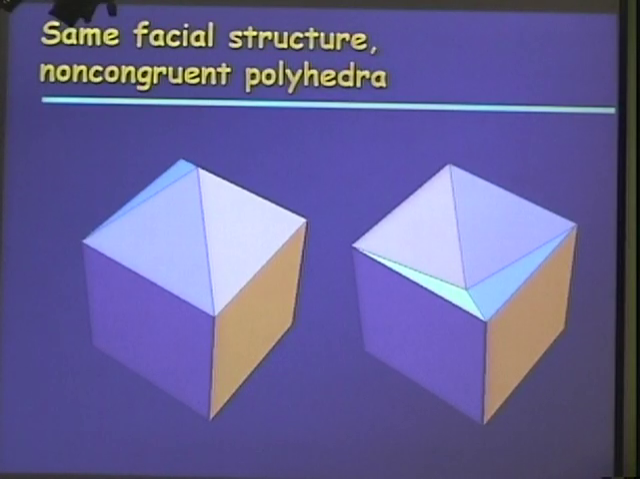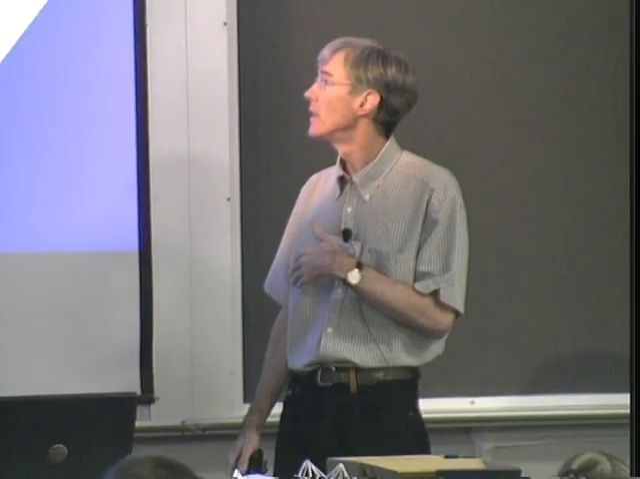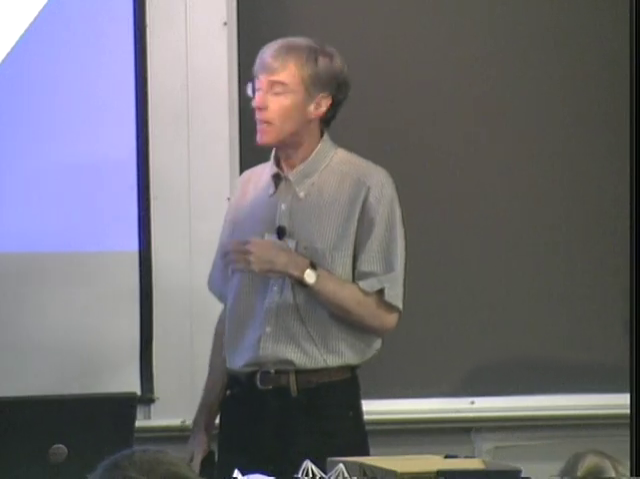Now I want to say that it definitely depends on convexity here, because here is an example of 2 incongruent polyhedra with the exact same facial structure, same face angles, put together the same way. And of course this can be repeated. So you need convexity in order to get this uniqueness result.